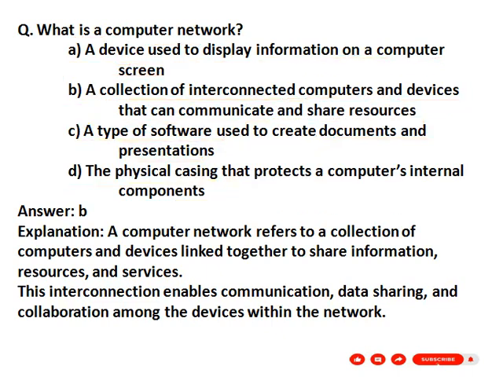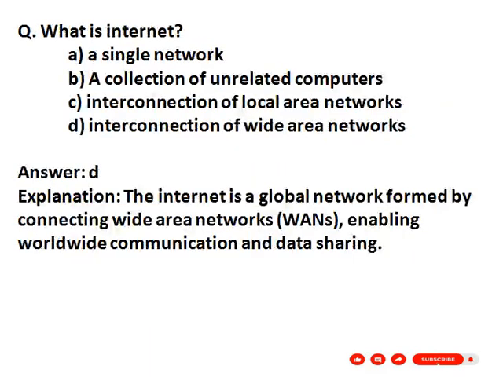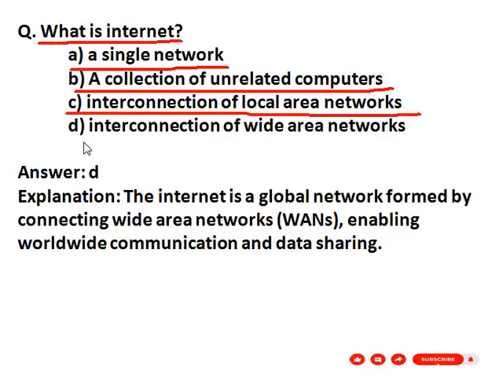Next question. What is Internet? Given options are A. Single network, B. A collection of unrelated computers, C. Interconnection of local area networks, D. Interconnection of wide area networks. Here correct answer is option D. Interconnection of wide area networks.